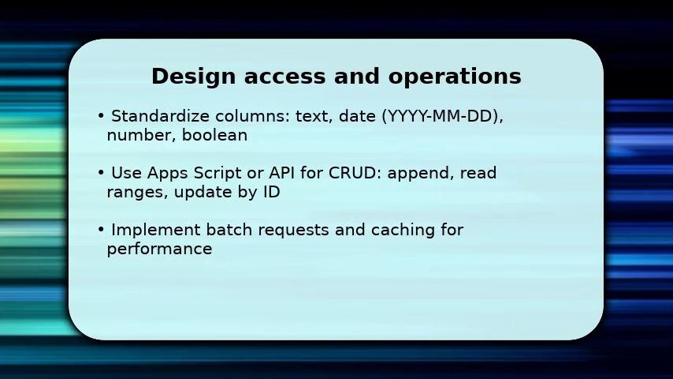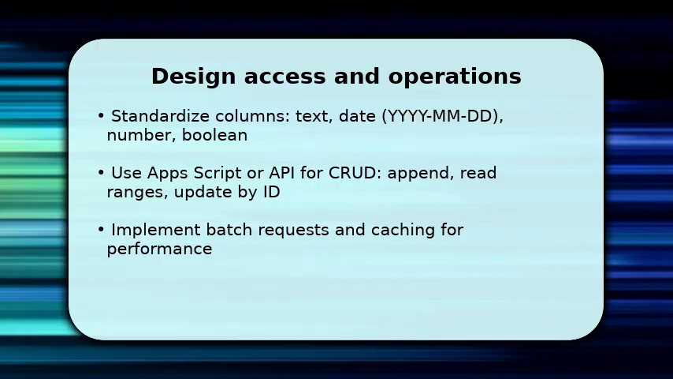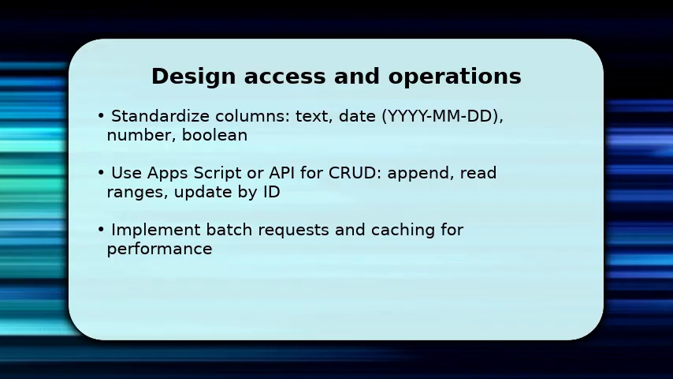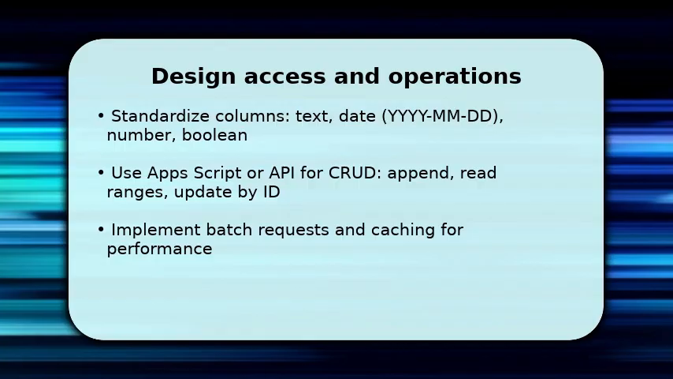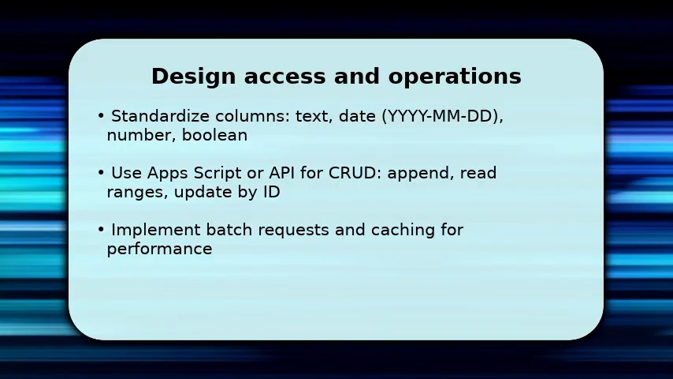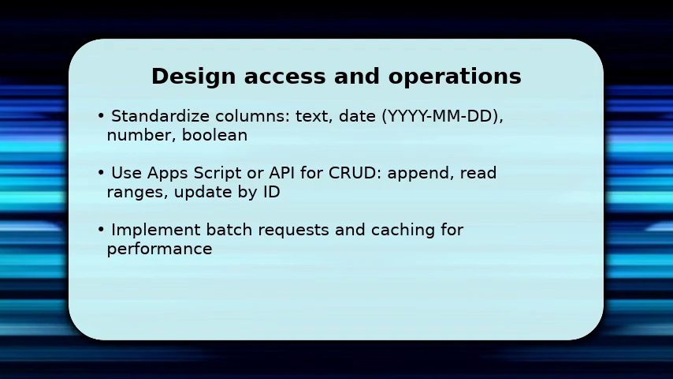You now implement the core operations. Use consistent column formats, dates in YYMMDD, numbers and booleans separated to simplify parsing. Once that's set, write app script or use the Sheets API to implement CRUD. Append new rows, read ranges with filters, and update or delete rows by unique ID rather than row number. To scale, group writes into batch updates and add local caching or query limits. This reduces API calls and avoids race conditions when multiple clients interact simultaneously.